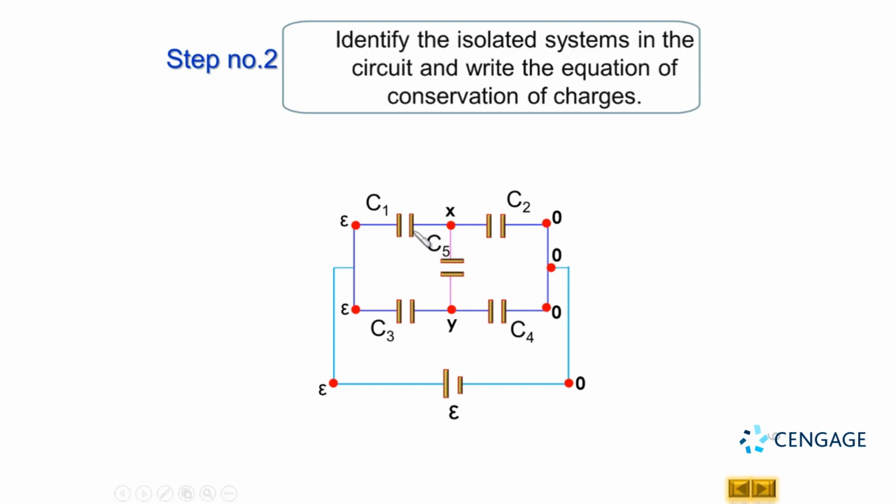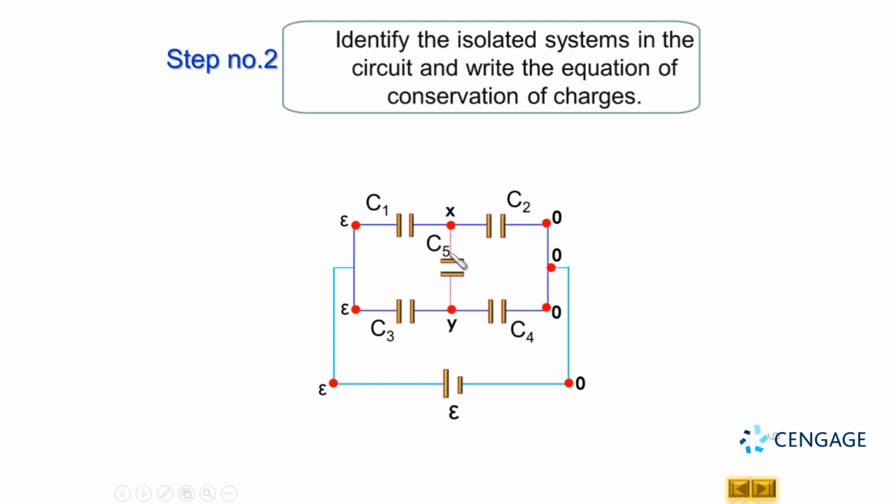Now we know the potential difference across each capacitor. You can observe the potential difference across this capacitor is E minus X, if we consider E is greater than X. So we can say this will be the positive plate, this will be the negative plate. So the potential difference will be equal to E minus X. Here, if we consider E is greater than Y, then the potential difference across this will be equal to E minus Y.